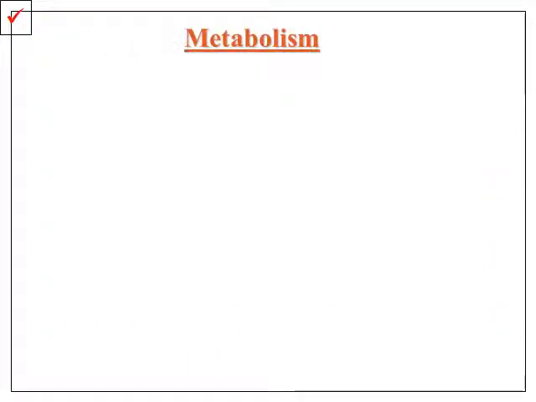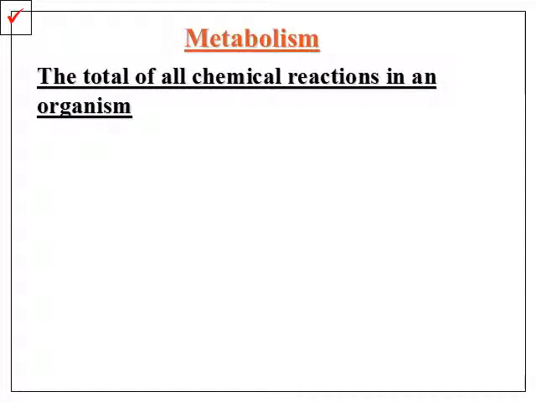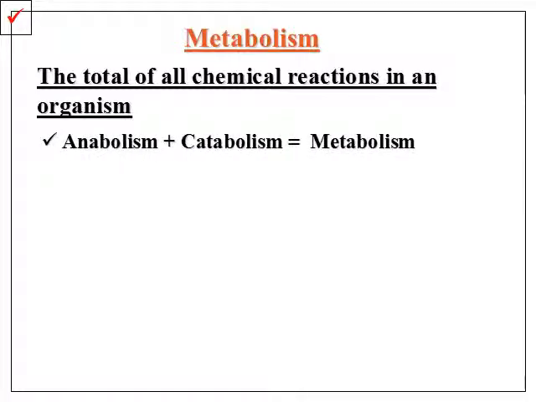We can combine all of these into what we know as metabolism. Metabolism is the total of all chemical reactions inside an organism. So that's anabolism plus catabolism equals metabolism, taking in energy and simple substances to build up energy, and also the process of breaking down those substances to release said energy for the rest of our body to use.